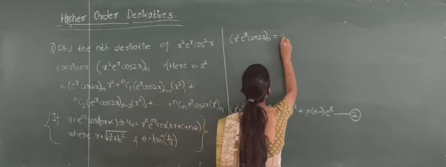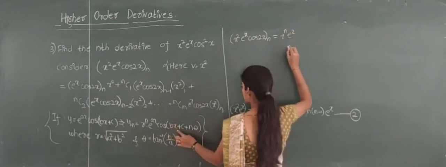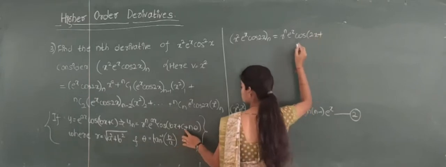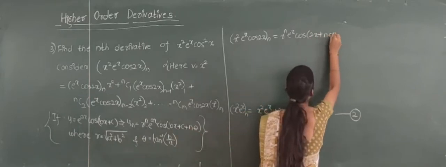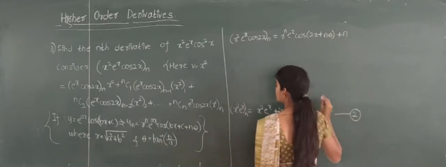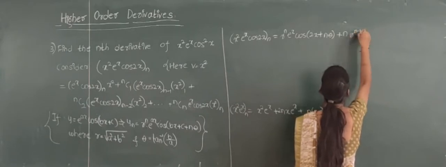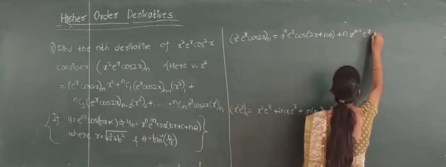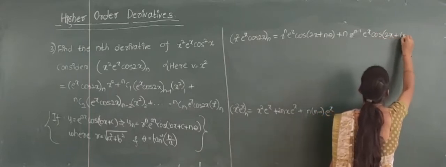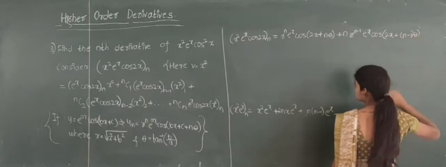What we will get? r raised to n e raised to x cos 2x plus c, which is 0, so directly n theta. Next, nC1 value is n, and r raised to n minus 1 e raised to x cos 2x plus n minus 1 into theta. Yes, this is the second term.